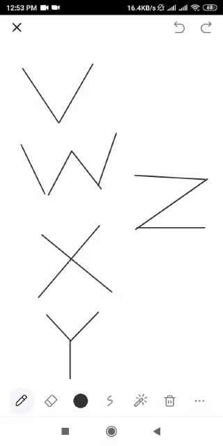So in alphabets, how we use the standing line, sleeping line and cross line, that we have seen today.